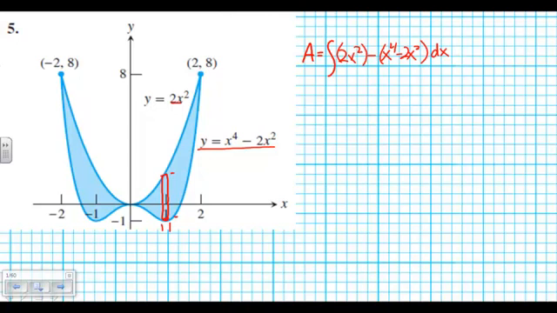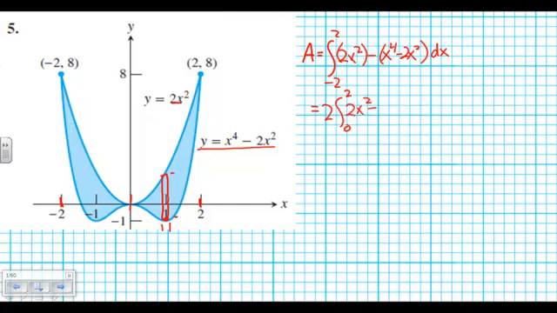And we'll say, well, what's the lowest value of x? What is the highest value of x for our upper bound? And there we have an integral expression that represents that area. But because both of these functions are even functions, there is a symmetry about the y-axis, so we can also rewrite this as the integral from 0 to 2 and double the area.